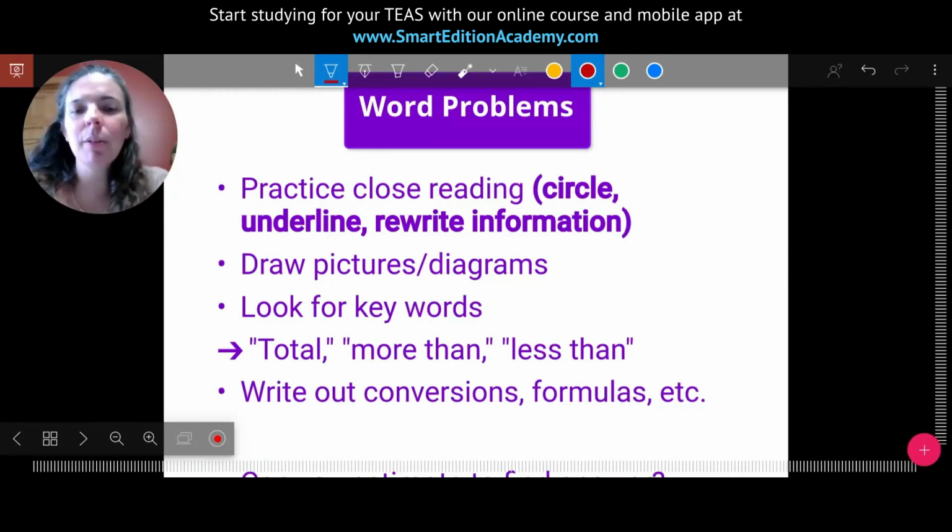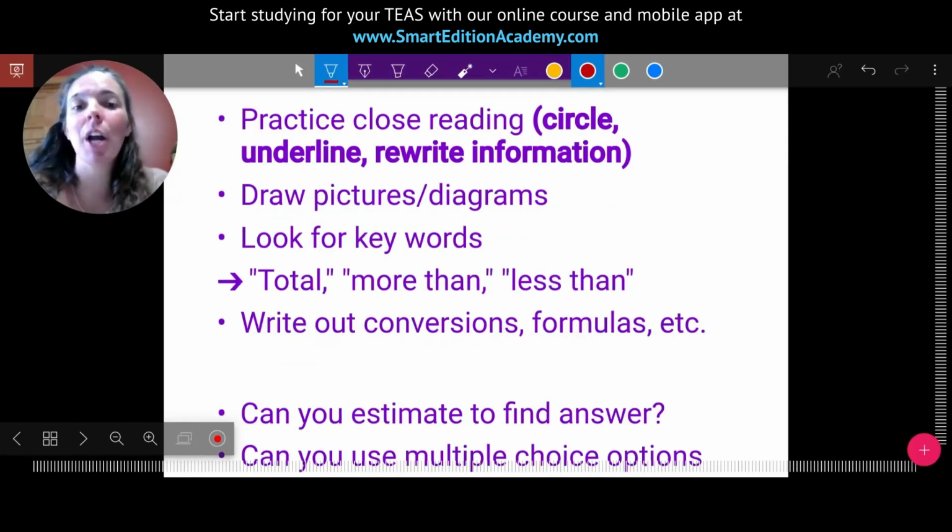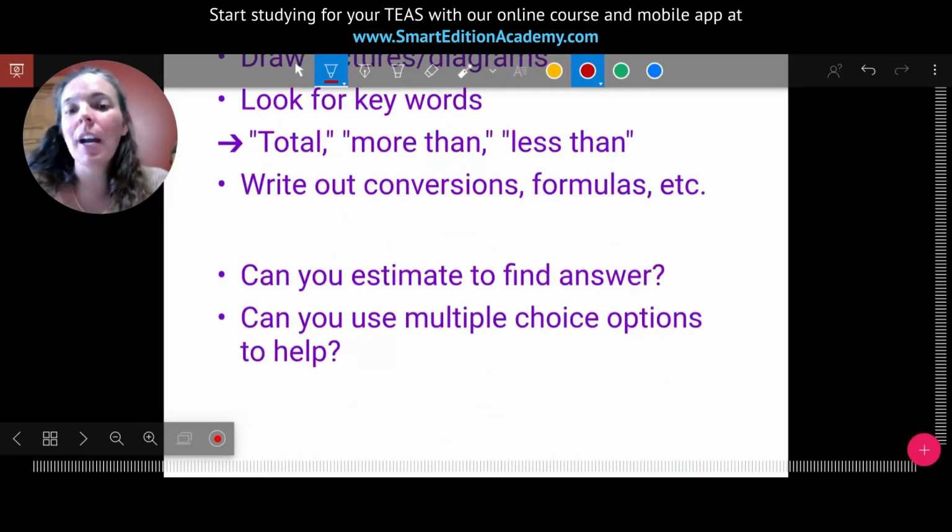We're going to look for keywords, like total means we're going to add things together. Maybe more than or less than will tell me should I add or subtract. Okay, writing out conversions or formulas that you might need so that you can just plug in can be really helpful. And then just a few things to ask yourself as you go.